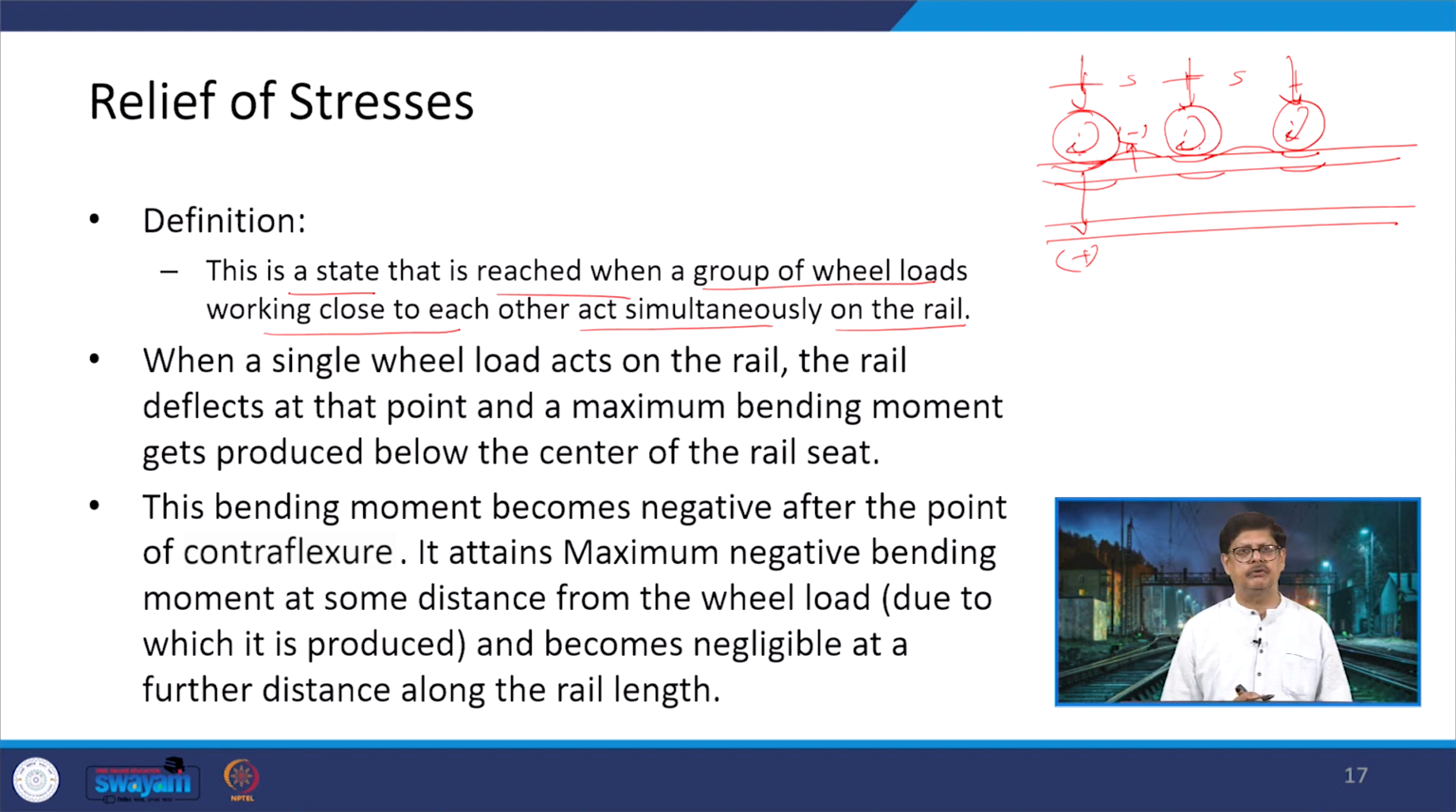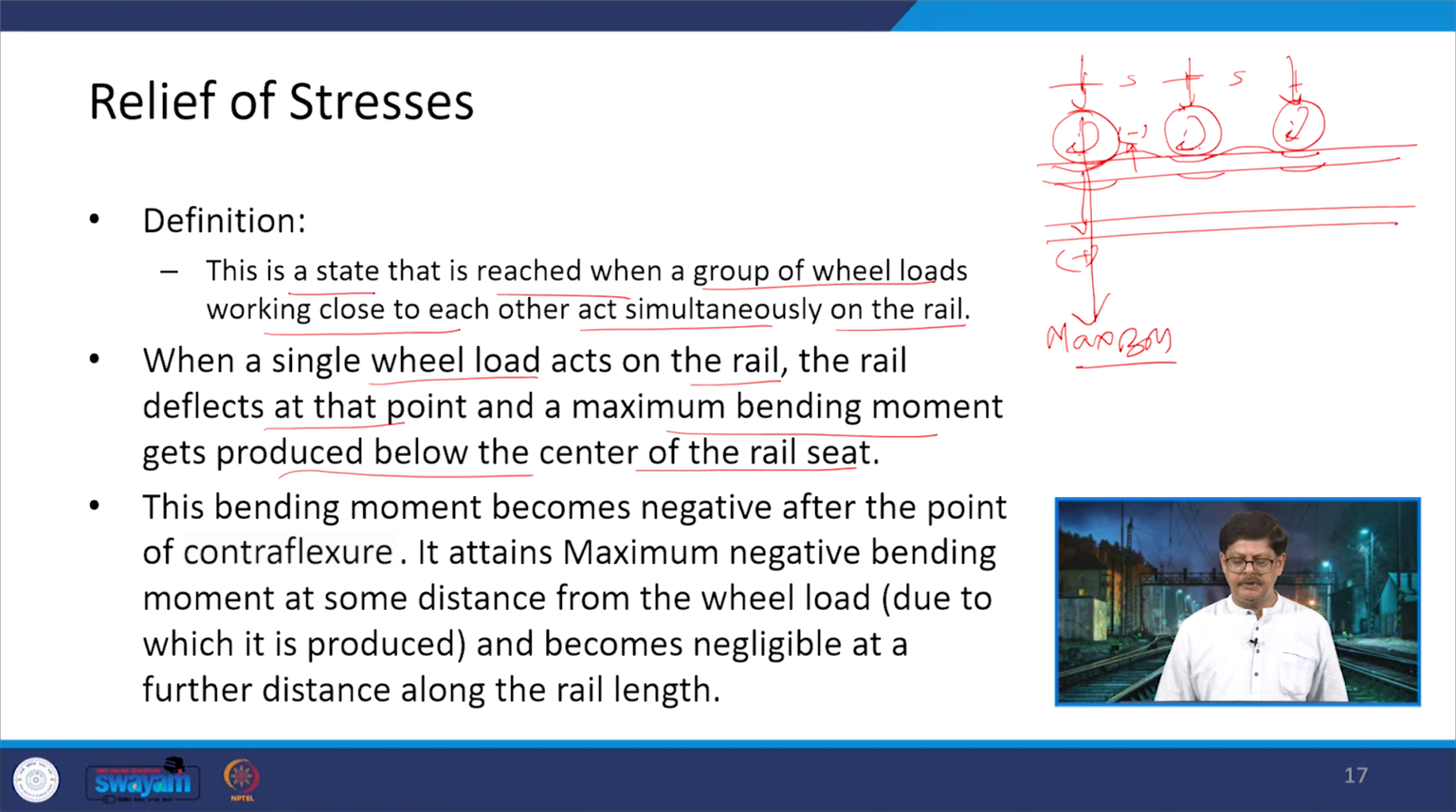So, first of all we will be talking about a single wheel case, and then we will go into the more than one wheel case. Now, what it says: when a single wheel load acts, the rail deflects at that point and a maximum bending moment gets produced below the center of the rail seat. So, below this center of the rail seat we are going to have a maximum bending moment.